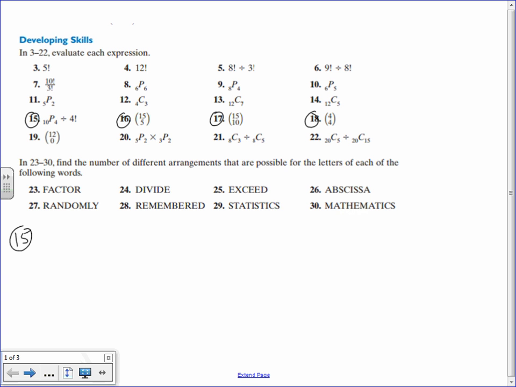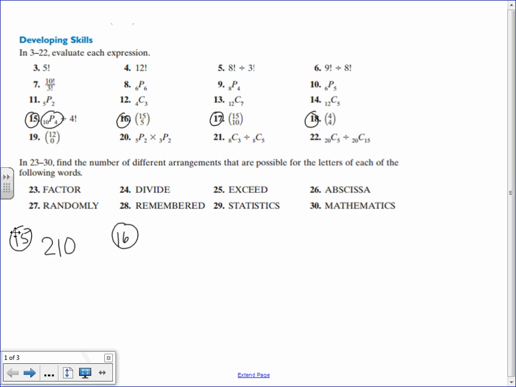So for 15, you're just going to figure out what 10P4 is in your calculator, and then divide that by 4 factorial in your calculator, and you should get 210. Alright, there isn't really any work to show for that one.